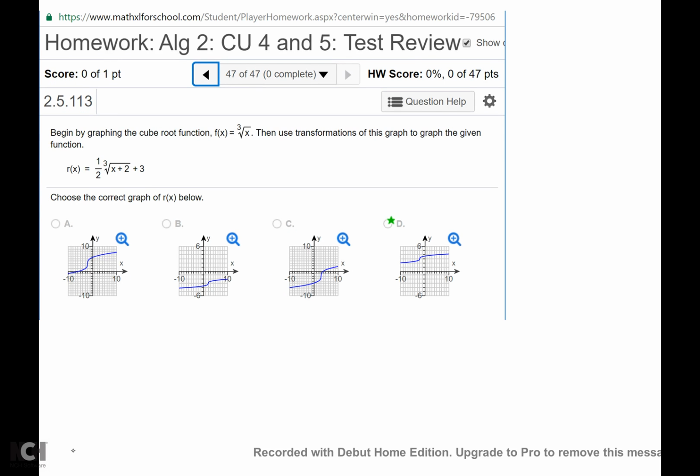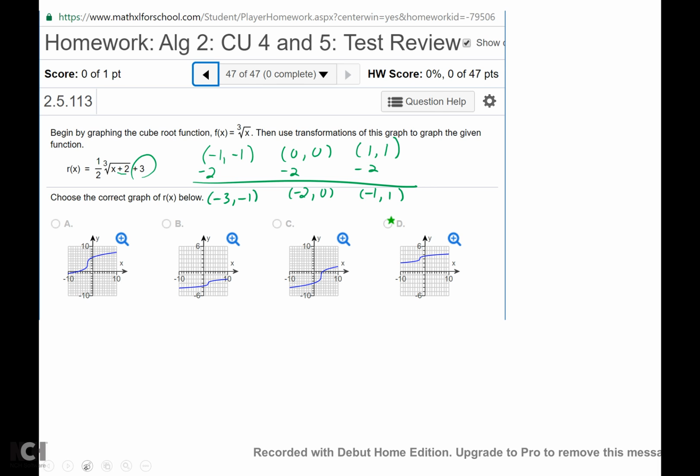Alright, it says begin by graphing the cube root function, then use transformations to do this one. Okay? Well, again, if it is multiple choice, I'm going to do this one like I did the first one. If we did it mathematically, my cubics are -1, -1, 0, 0, 1, 1. Okay, this would say subtract 2 from the x's. That's going to give me -3, -1, -2, 0, -1, 1.